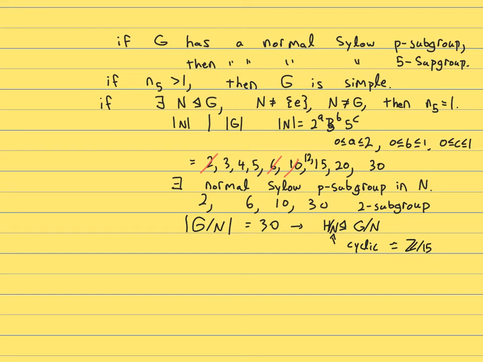Which means that, going back to the original group, you now have a normal subgroup of size 30. Congratulations. You're back in one of the other cases we already covered. So there you have it. If you have more than one Sylow 5 subgroup, then you're actually a simple group. So the groups of order 60 come in two types. Either you have a normal Sylow 5 subgroup or you're simple.